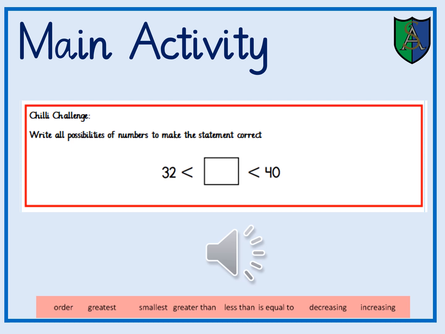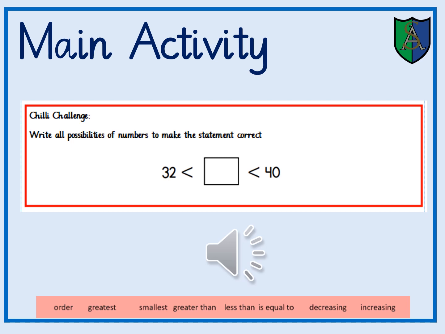So for the chilli challenge, we would like you to have a little go at this. Now this one is a bit of a challenge, so don't worry if you don't get around to doing it, but if you do, that would be amazing, okay? So challenge yourselves, have a growth mindset for maths. What you have to do is think about how you can make this statement correct, okay? So 32 is less than something and that number is less than 40.